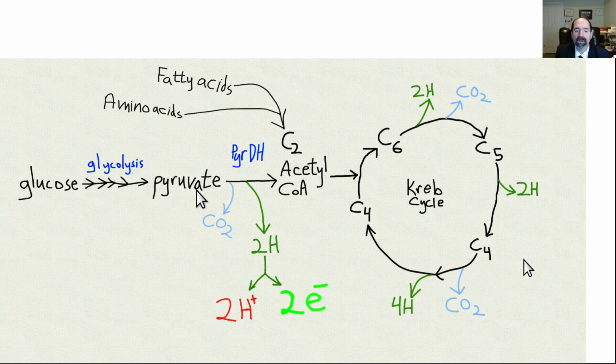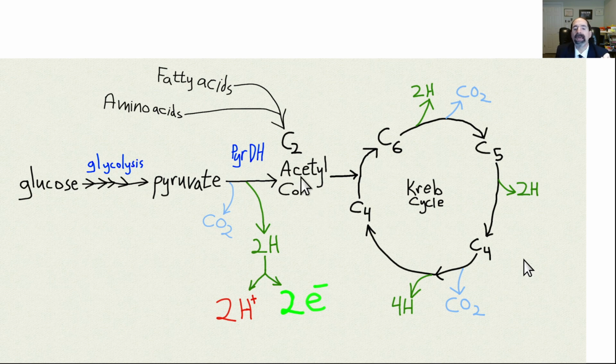Okay, well anyways, once pyruvate is decarboxylated, the CO2 comes off, it becomes acetyl-CoA. And acetyl-CoA is sort of the central molecule in all of human metabolism. Fatty acids are also chopped up into 2-carbon units called acetyl-CoA. Amino acids, some of them can be converted into acetyl-CoA as well.